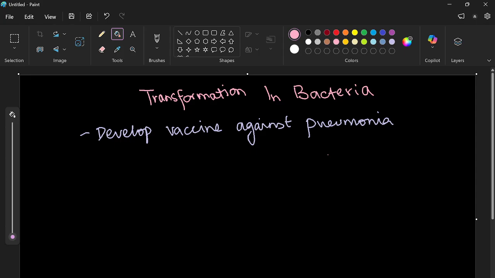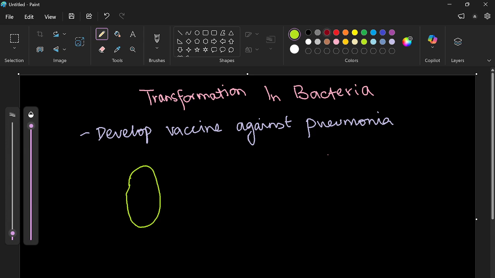Okay, so just suppose that this is a bacterial cell, and this is the DNA of it. And just suppose that it has the capsule genes. It has the genes which code for the capsule. So this cell has the genes for the capsule, which is why this bacteria is encapsulated. Okay, so just suppose that this is a cell, and just suppose that this is another cell in close proximity. And this cell has its own DNA, but this DNA does not have capsule genes.